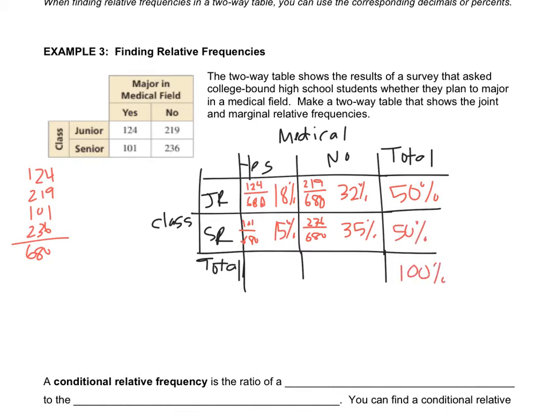And the total people who said yes was 33%, and the total people who said no was 67%. So that's how you make a table showing relative frequencies. Now I'm going to twist it on you just a little bit more.